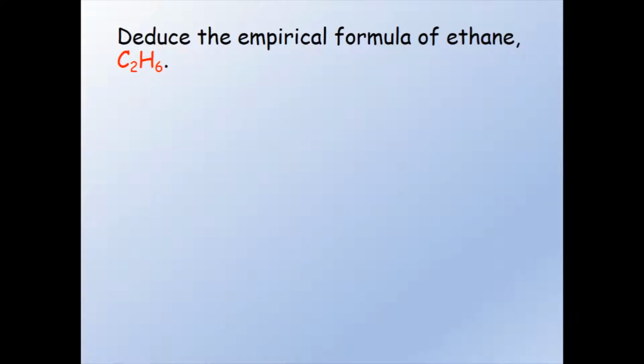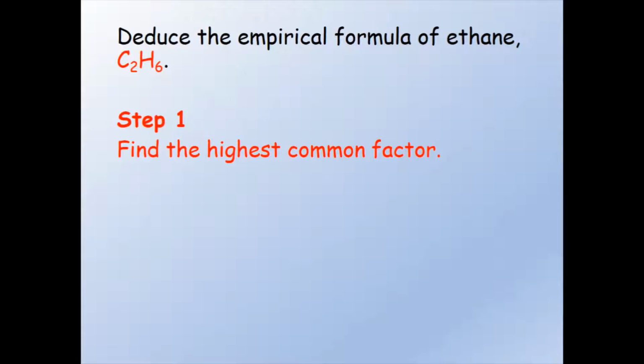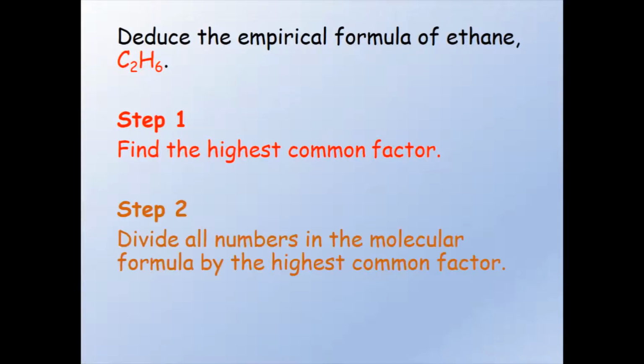Deduce the empirical formula of ethane, C2H6. So we are given the molecular formula here, which is C2H6. There are two steps that we need to follow to deduce the empirical formula. Step 1 is find the highest common factor for the numbers in the molecular formula, and step 2, divide all numbers in the molecular formula by the highest common factor.